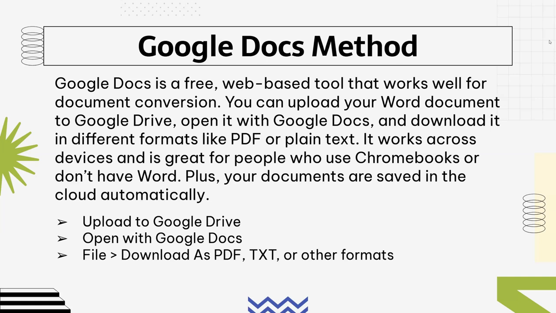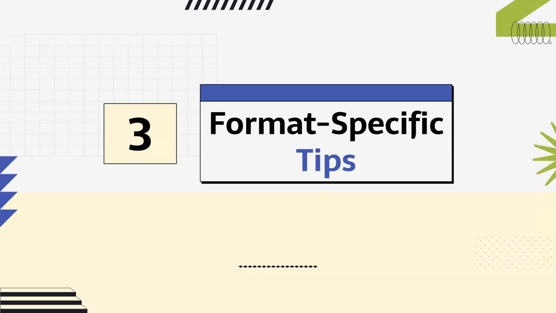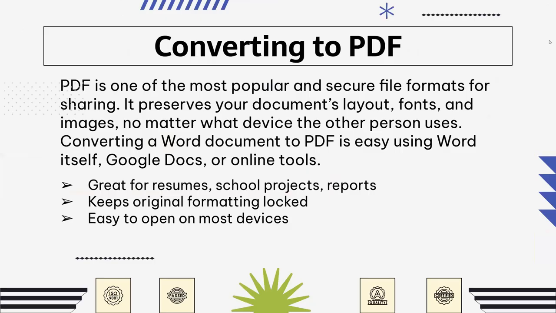So to do this, you first upload your document to Google Drive, or maybe if it's already on Google Docs. Then you open up Google Docs, and then you click File, download as PDF, TXT, and you can choose from a list of formats over there. Again, I'll show you guys a demo. So here are some format-specific tips.